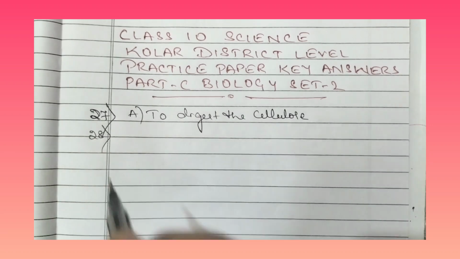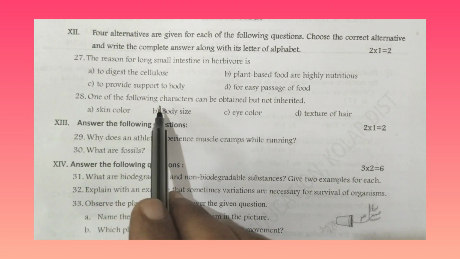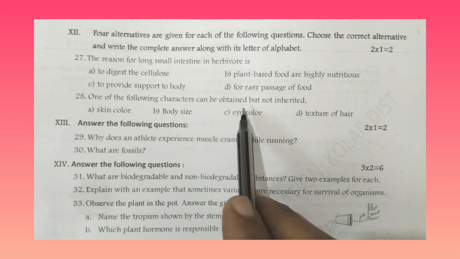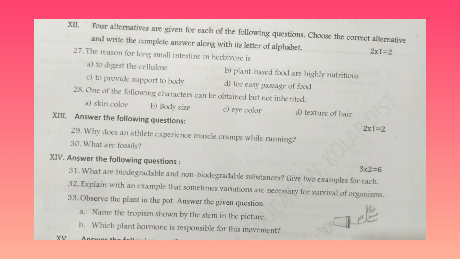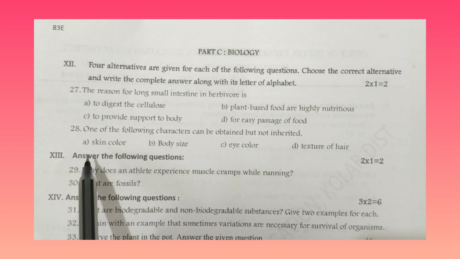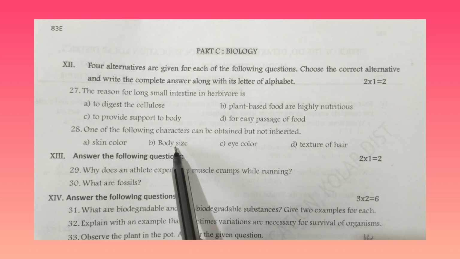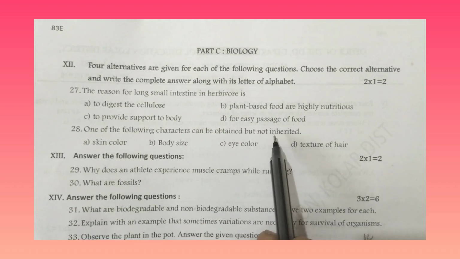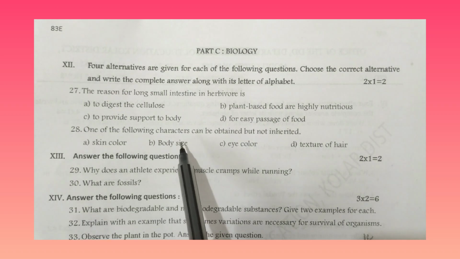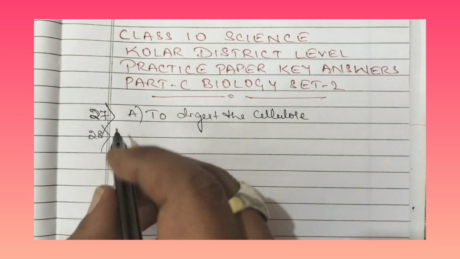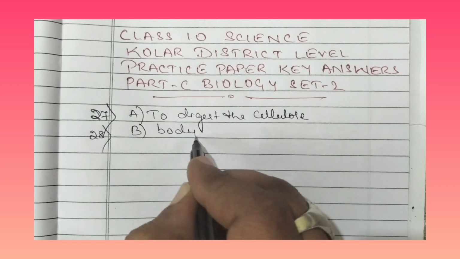Then let us move to the 28th question. The 28th question is, one of the following characters can be obtained but not inherited. Among these four options, the right option is body size. Body size cannot be inherited, but it is acquired. So it is an acquired trait. So option B is the right answer, option B, that is body size.